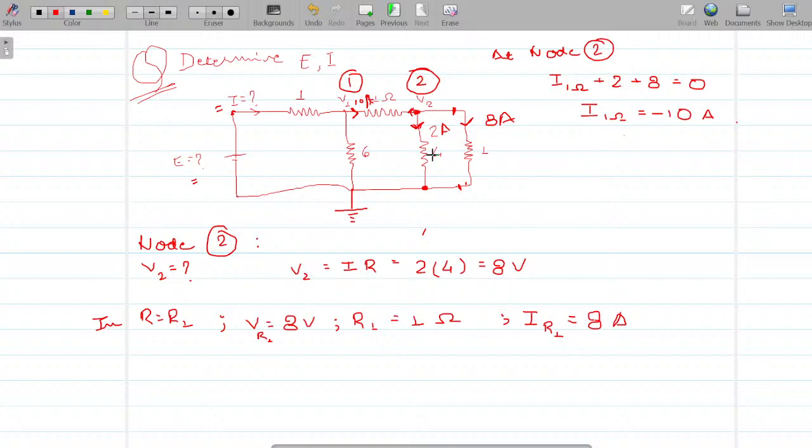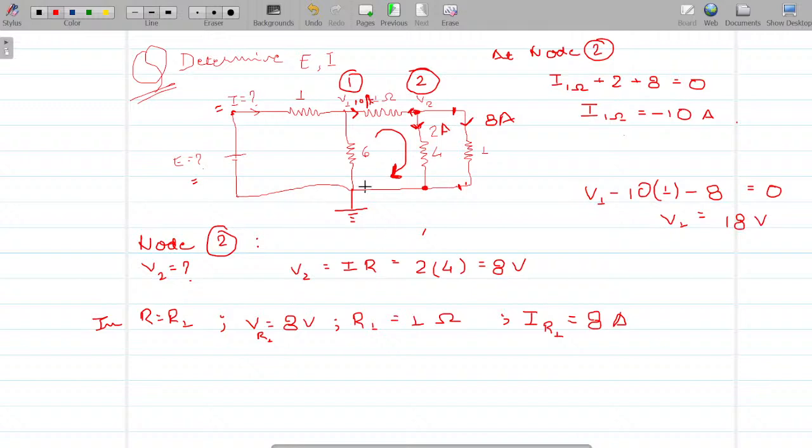Can I write in this loop, tell me, from negative to positive? Whenever we traverse, we are doing work, we are exerting work, so the sign convention would be positive. Minus 10 times 1. Again, from positive to negative we are losing energy, so minus 8 equals 0. So the potential V1 now comes out to be what? 18 volts, right?